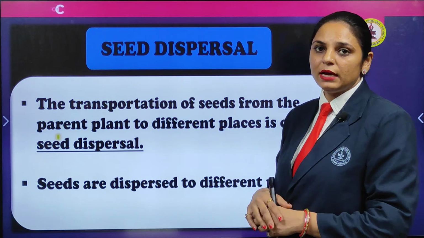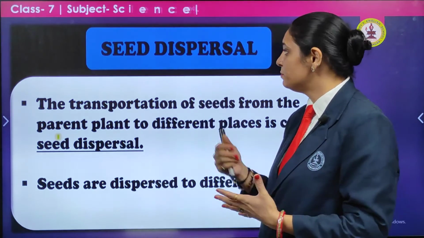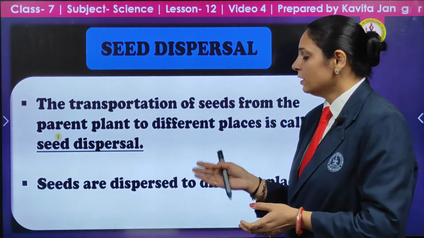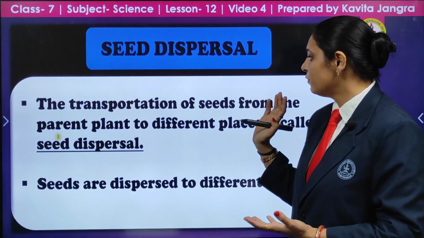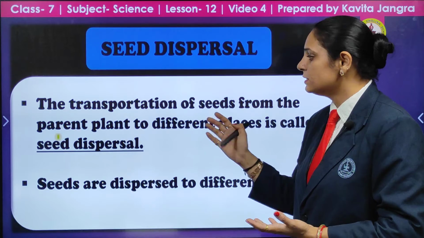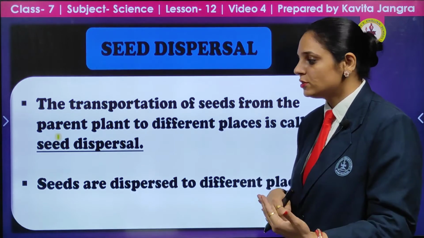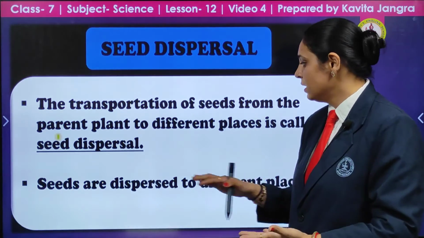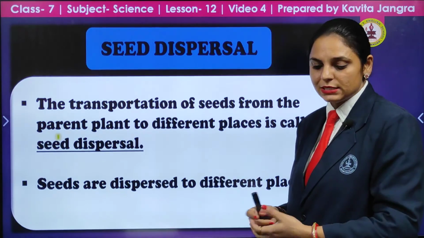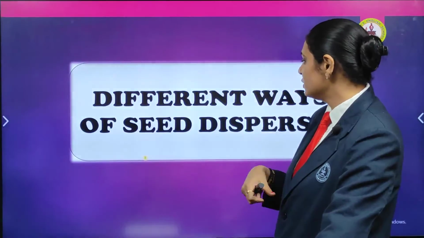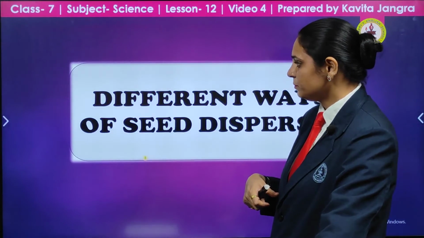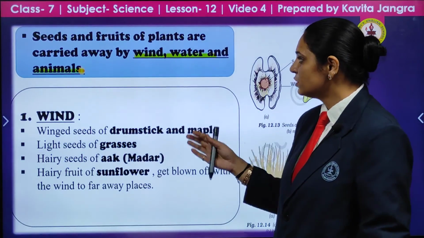Our next and last topic is how the seeds are dispersed, dispersal of seed. How are the seeds transported? Seeds are transported from the parent plant to different places, that is known as seed dispersal. That means you are dispersing the seeds. Now seeds are dispersed to different places, but by which method? There are different ways of seed dispersal. What are these? First, through wind.